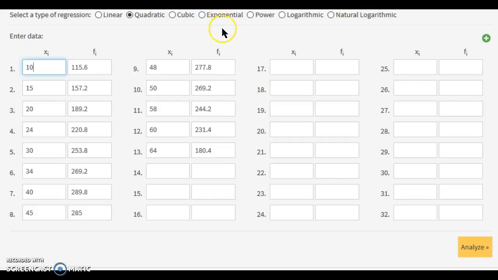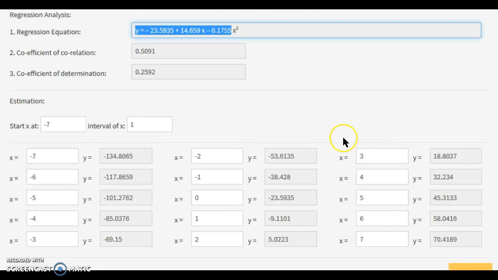Alright, I have it all set up now. I punched in all the values, and now we just need to find the equation. And the equation is negative 23.5935 plus 14.659 x minus 0.1755 x squared. Now we need to find our y, plug that in, and then get the answer.